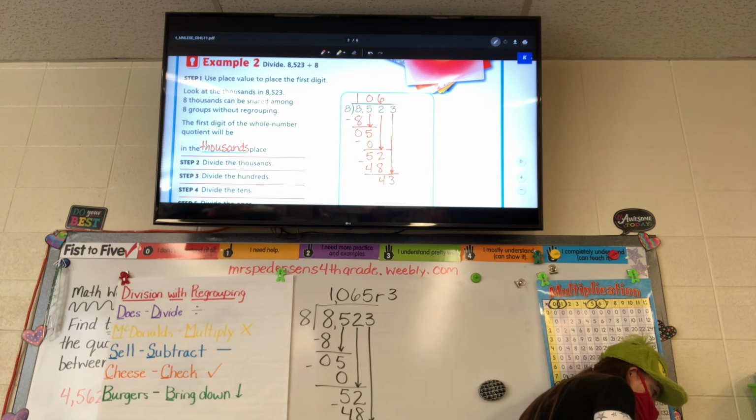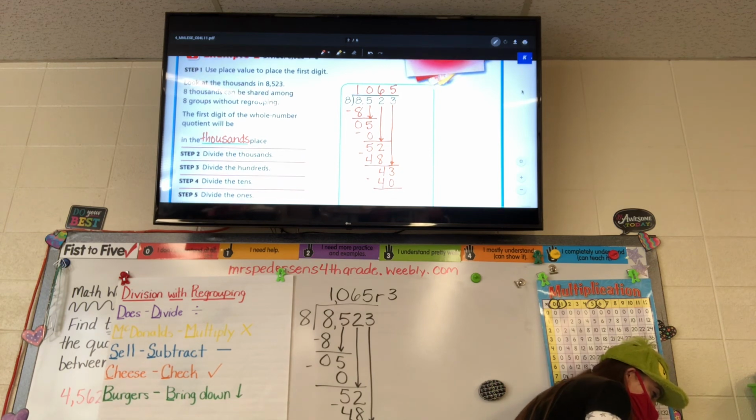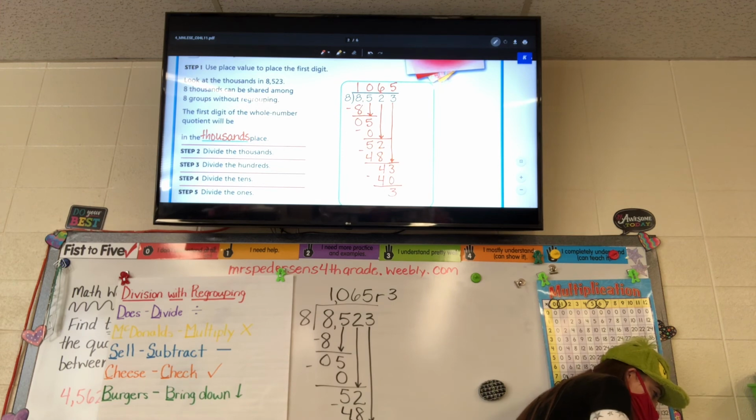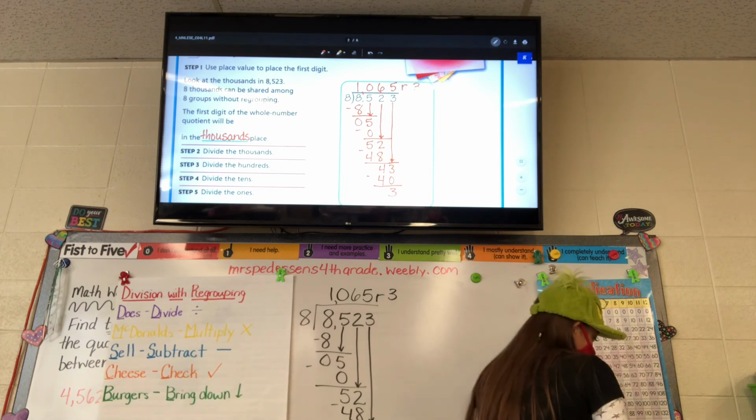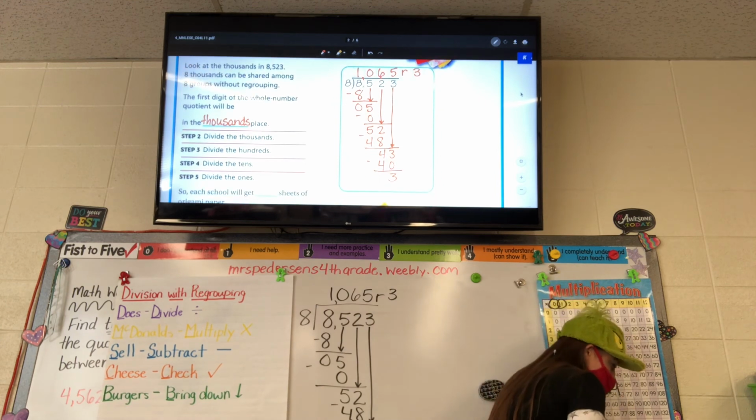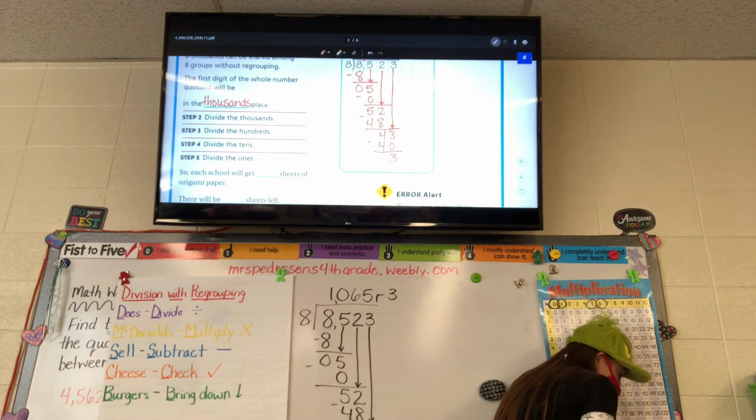8 goes into 43 5 times. 5 times 8 is 40. 43 minus 40 is 3. 3 is less than 8. There's nothing left to bring down. So remainder 3, put the comma in. So each school will get 1,065 sheets of paper. There will be 3 sheets left.